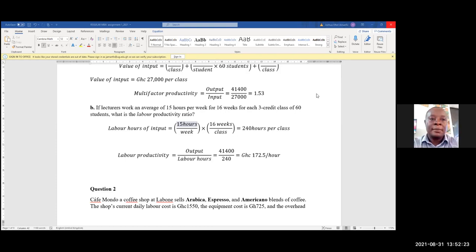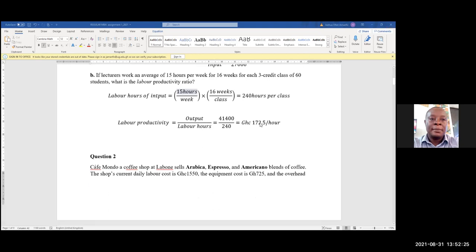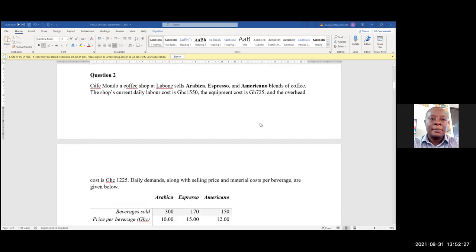Okay, so question 2. Cafe Mondo, a coffee shop, sells Arabica, Espresso, and Americano blends of coffee. The shop's current daily labor cost is $1,550. The equipment cost is $725.